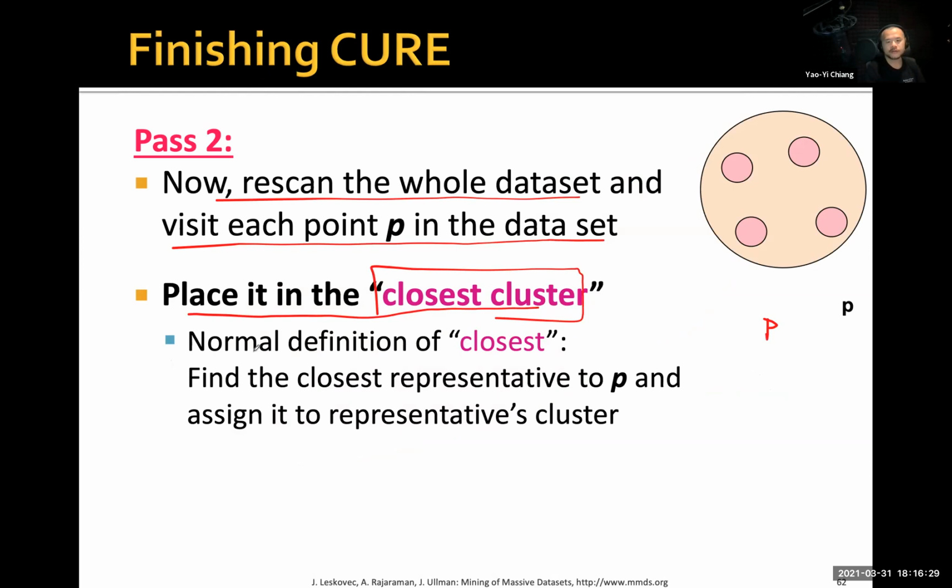And this can be your normal definition of closest. It could be find the closest representative to P and assign it to the representative's cluster, or you can use the centroid of each cluster by computing the centroid of the sample and measure the distance from the centroid to your point. Then you do the assignment, you rearrange your cluster, pick the samples, remove all the data points except the samples, and then you read in another data set. That's it. So pretty simple approach.